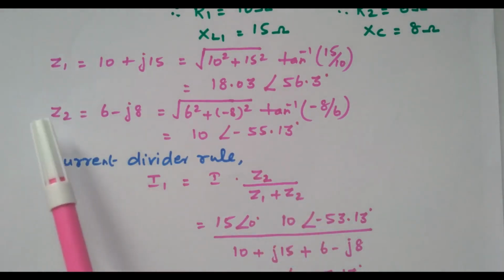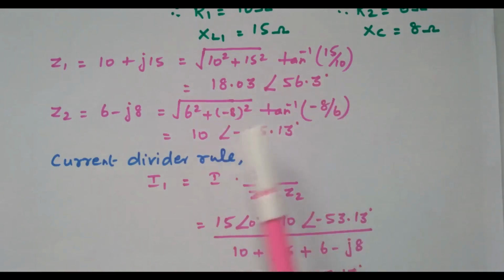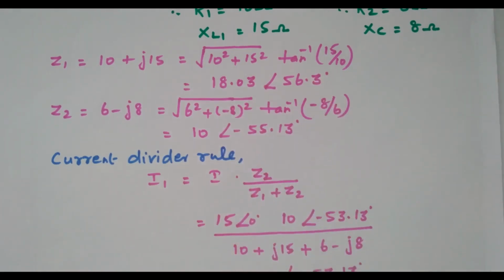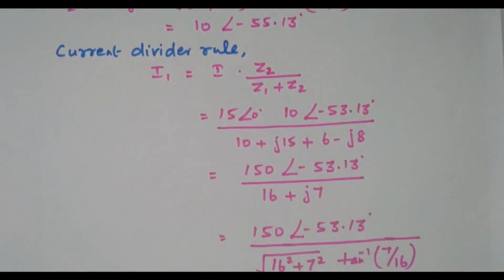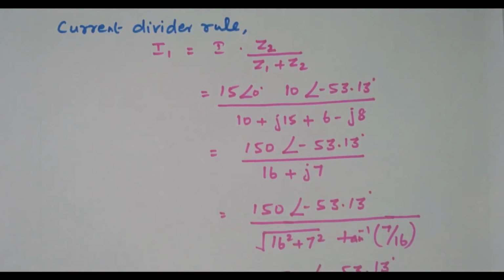Now Z1 and Z2 are converted into polar form also. So based on that we can find the current. In order to calculate the power in each branch, we need the current in each branch, because in a parallel circuit the current is divided. It will divide into I1 and I2. So we need to find I1, the current flowing through the first branch. Similarly I2, the current flowing through the second branch.